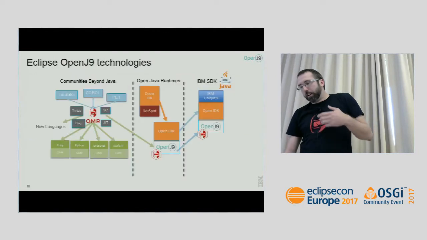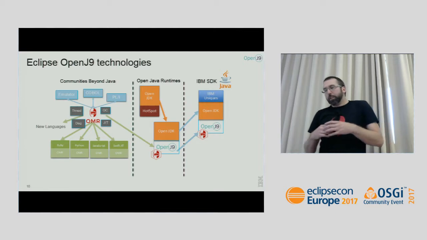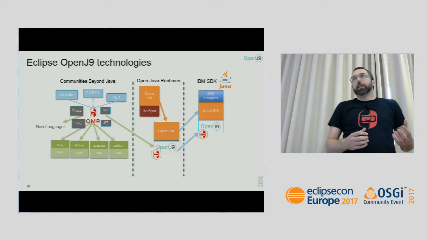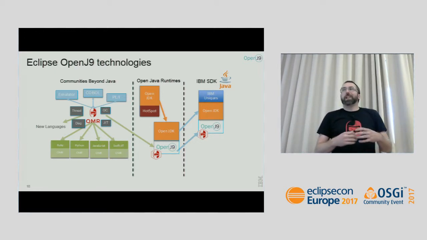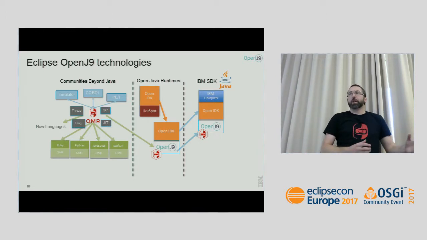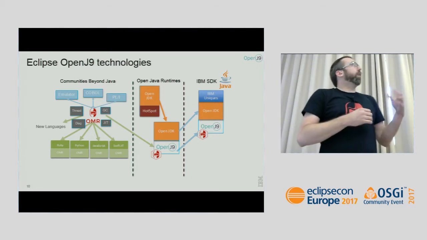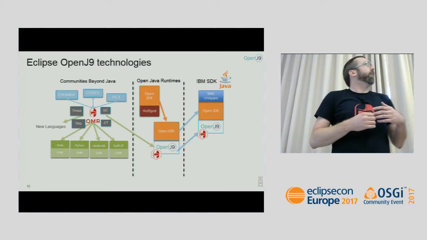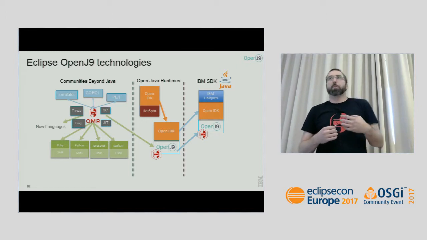So another thing I mentioned a bit earlier was that the Eclipse OpenJ9 project also consumes the OMR project. This slide is showing you Eclipse OpenJ9 and all of the technologies, and where those technologies are being used or envisioned to hopefully be used in the future. Under the Open Java runtimes, there's OpenJDK with Hotspot, and then you have OpenJDK with OpenJ9, which is also consuming the OMR project.